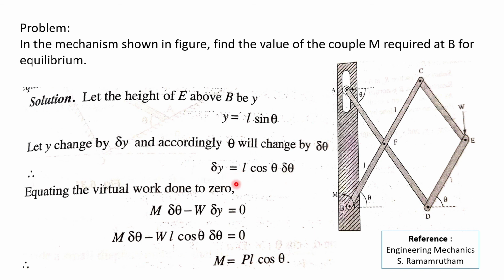Now equating again the work done, that is the force into displacement. So here at this particular point at B, we have M into del theta, and by this weight we have W into del y. Now again the sign convention, dear student: when this moment and the displacement of theta are in the same direction, it is positive, and this weight W is in the downward direction and the displacement will be in the opposite, upward direction, that's why it is negative. So by simplifying the problem and solving it, we get M is equal to PL cos theta.